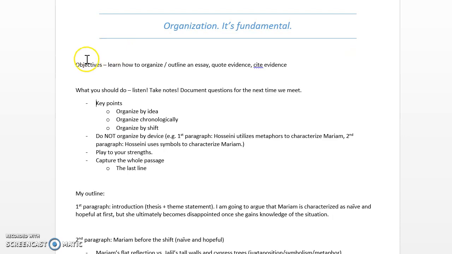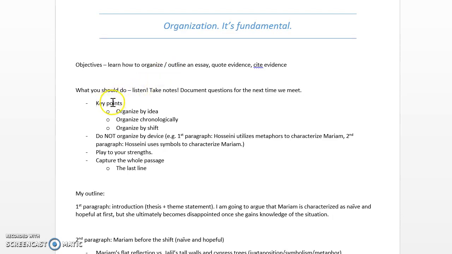The objectives are for you to learn how to organize and outline an essay, to quote evidence, and to cite evidence. Some of this is going to be new, some of this is going to be review, so we're just going to talk through it point by point. What you should do while I'm talking through it is listen, obviously, take some notes. I will give you a quick little quiz when we get to class to verify that you've listened and paid attention, and then document questions for the next time we meet.